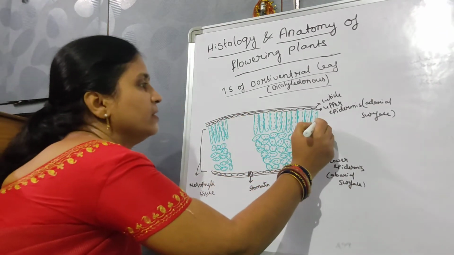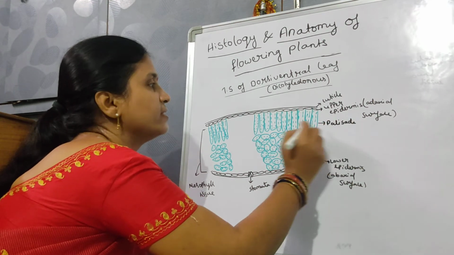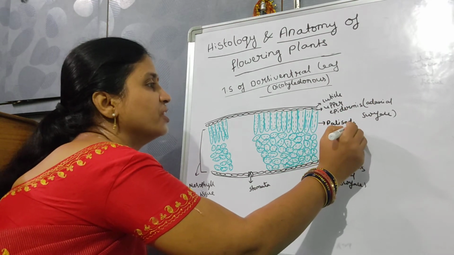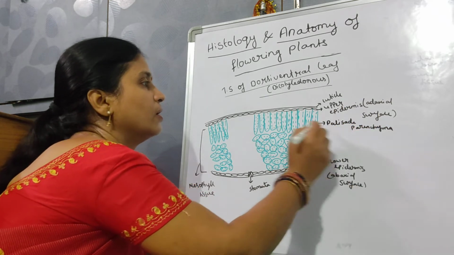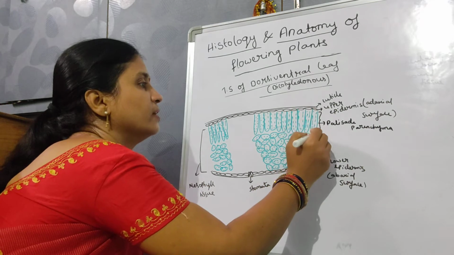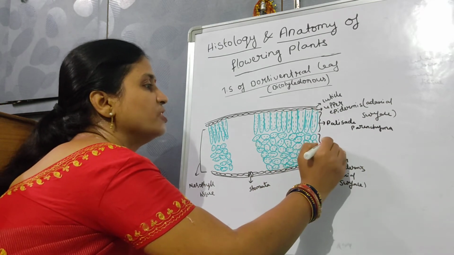Mesophyll tissue: these are the elongated cells, vertically placed and parallel to each other, the palisade parenchyma. This whole thing is the spongy parenchyma.